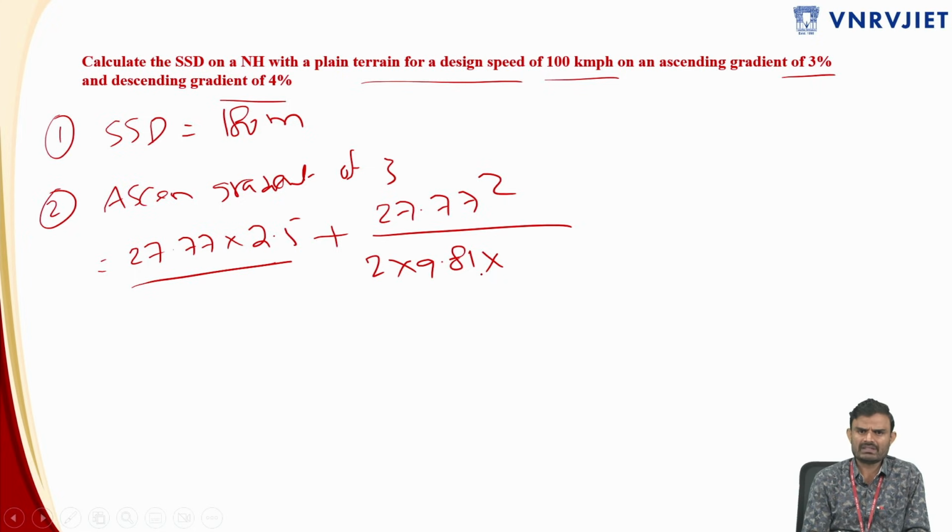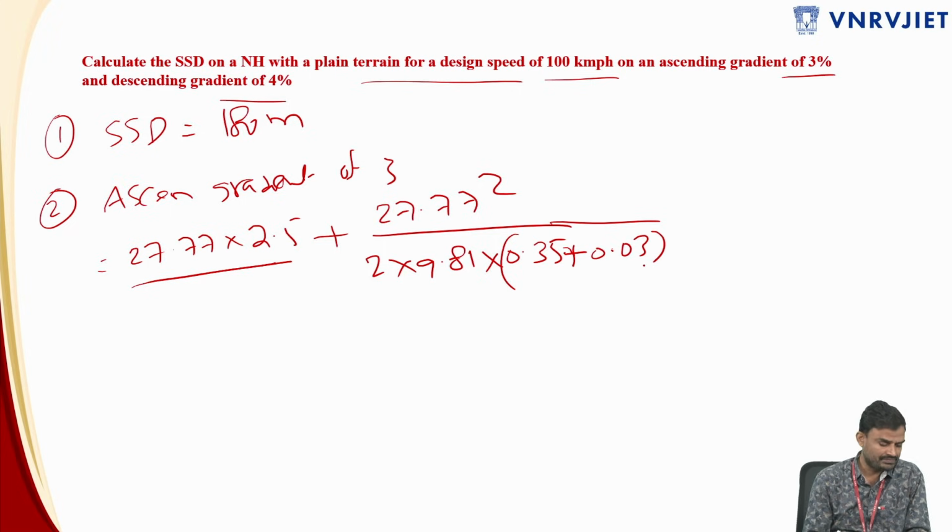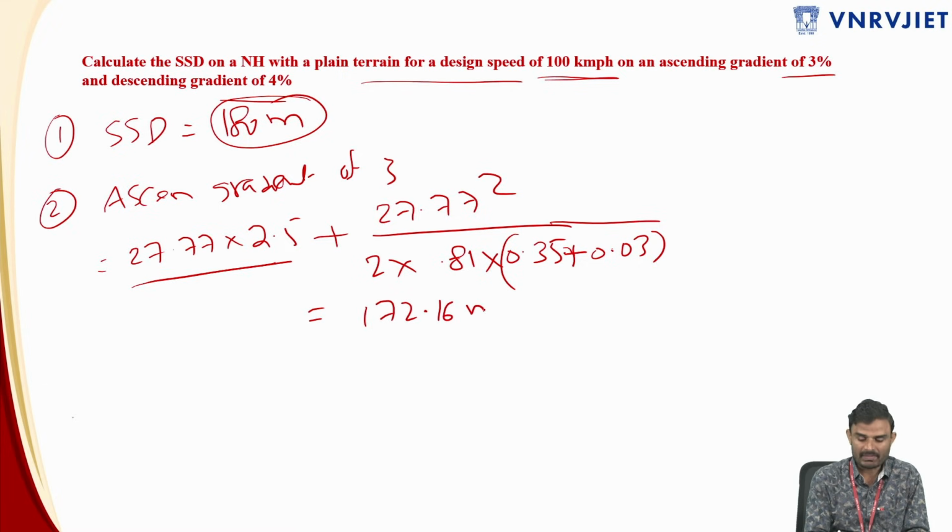As the speed is 100 kmph, which is greater than 80 kmph, you will have a reduced value of the longitudinal coefficient of friction, multiplied by plus or minus n. As this is an upward gradient, I should add the value of 3%, 0.03. So the value is going to be 172.16 meters. When compared to the stopping sight distance on a level road, the value has been reduced on the upward gradient, approximately by 8 meters.